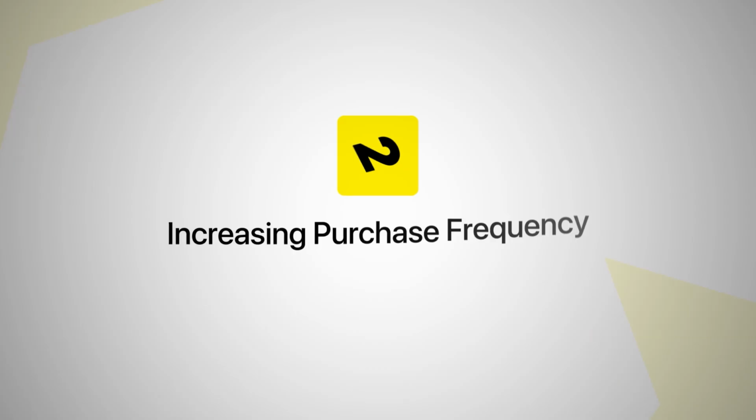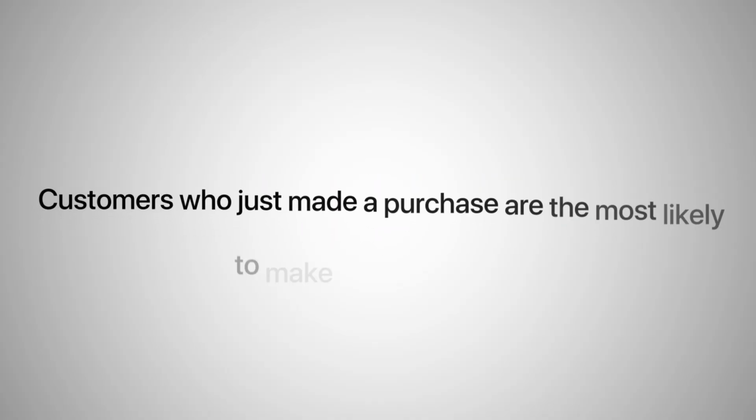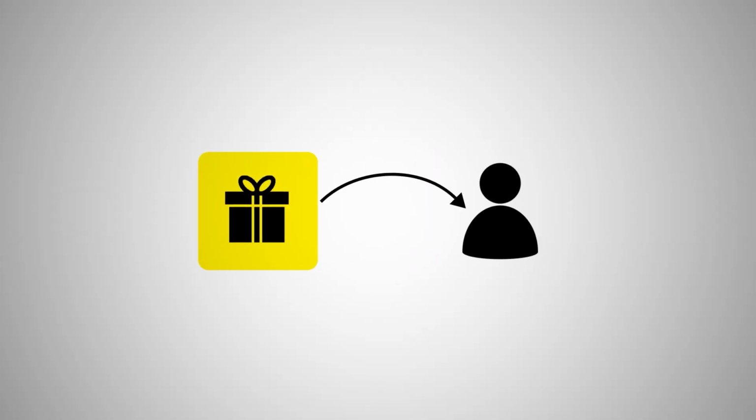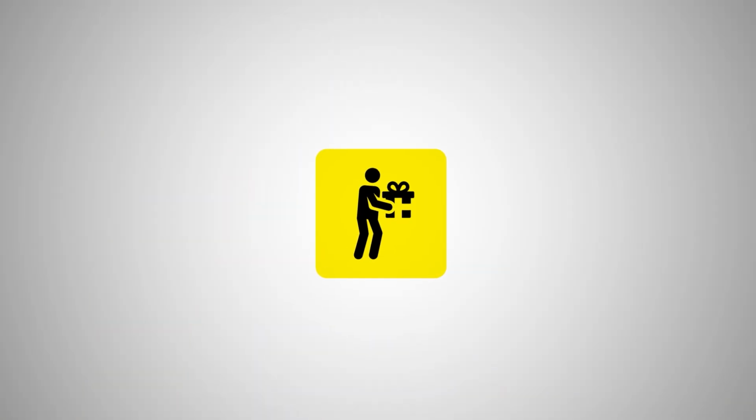Lever 2, increasing purchase frequency. Now, let's talk about getting customers to come back more often to your site. This is where most brands leave so much money on the table. The customers who just made a purchase are the most likely to make a second purchase. If someone bought your product as a gift, then they probably have someone else in their life that they would get it for as well, or they would buy it for themselves as a little treat yourself moment. If you have certain products, they'll also want to buy more of it as a great value. This is why Costco exists.